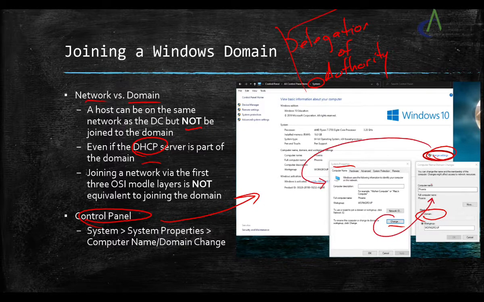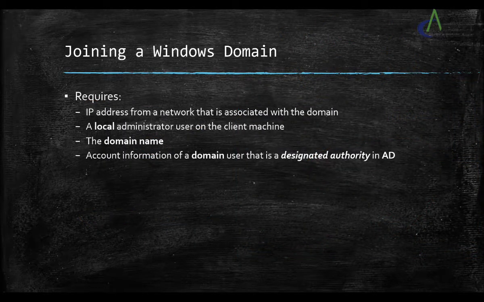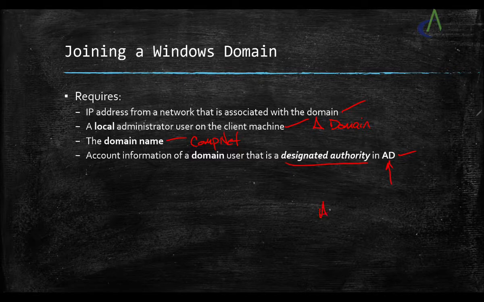The big part of it is that delegation of authority. You want to make sure you are authorized to join that domain. So again, as I said, it requires an IP address. Just because you have it doesn't mean you're part of the domain. It requires a local administrator user on the account. You need to be able to change domains on the local machine. You need the domain name, right? What's that domain called? In the lab's case, it's CompNet. And you need account information that serves as the designated authority in what's called Active Directory, right? Active Directory is a database of users and access. Right? Those are the components you need to join a domain.